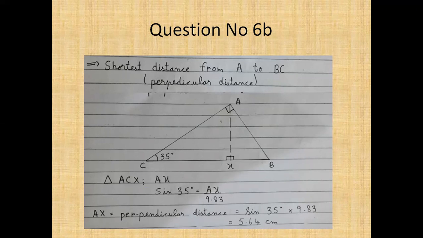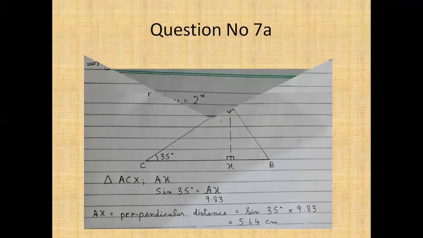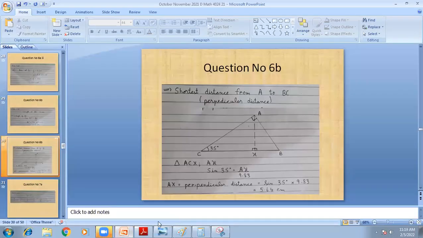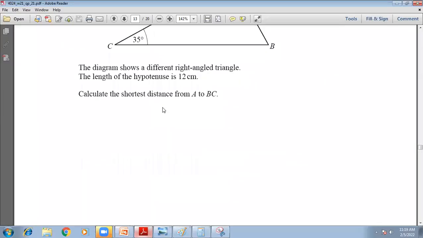From any point to any line, the shortest distance is always a line which makes a 90-degree angle with that line and comes from that point. So this is how you do question number 6, and it's B part. So question number 6 is done. Hopefully it is clear to you.